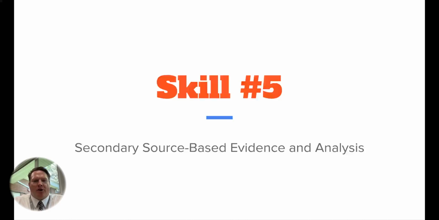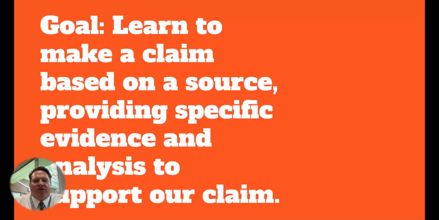All right, folks, we'll start here with skill five, which is going to be building on the last skill that we practiced by adding sources to our analysis. Basically, we're going to learn how to read a source, find evidence to support a claim about that source, and then explain how the evidence supports our claim. So let's get started. The goal with this skill is to make an argument while using a source. We will then need specific evidence to support the claim, followed by an explanation of how the evidence supports the claim.